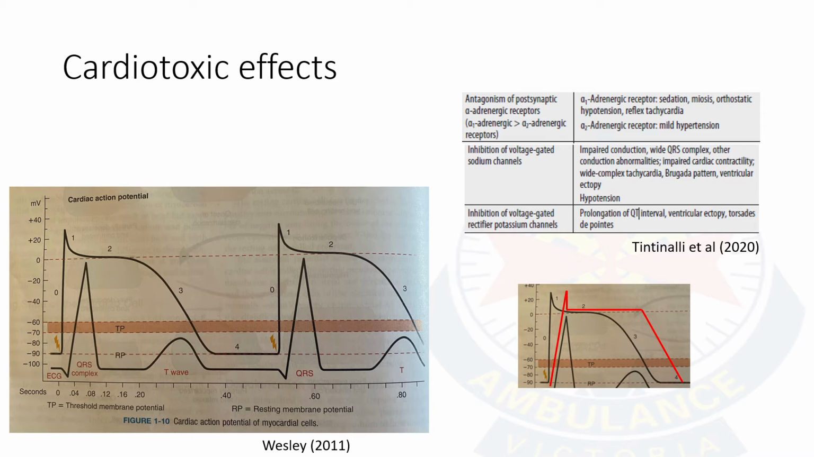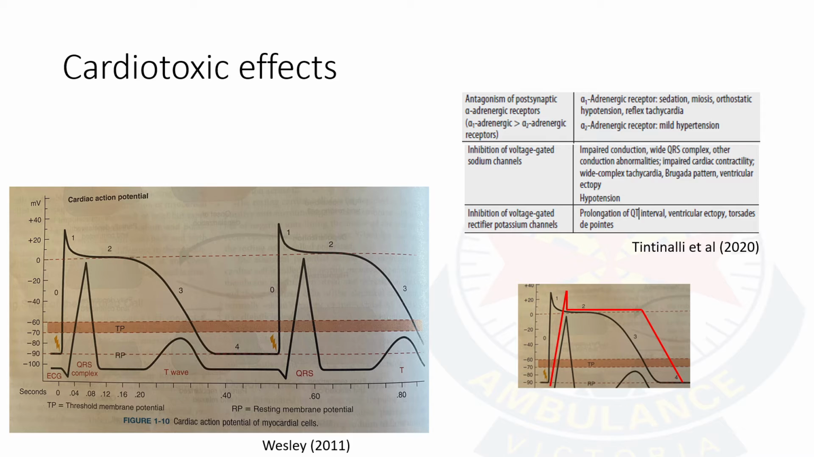In this slide, I've attempted to show how TCA toxicity affects cardiac myocyte action potential. On the left, we can see a normal cardiac myocyte action potential with an almost vertical phase zero. Phase zero is when voltage-gated fast sodium channels open, allowing sodium to rush inside the cell for depolarization. We can see the QRS corresponds with a narrow complex, approximately 0.1 seconds in width.